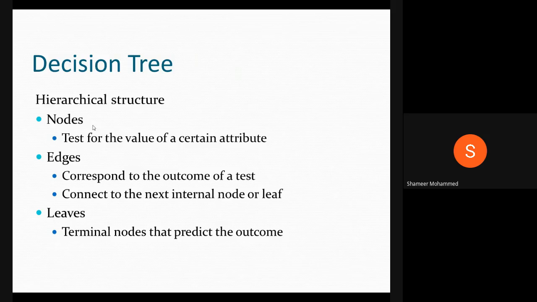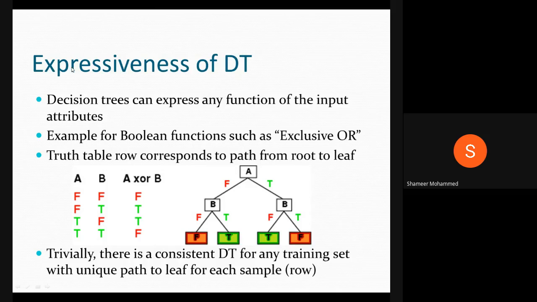A node tests for the value of a certain attribute. An edge corresponds to the outcome of the test. Leaves are the final ones, the last nodes, the terminal nodes. What is the outcome, the result? Example, this one. See how you can express this table data in a decision tree.